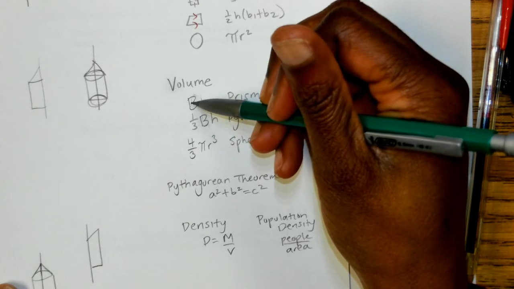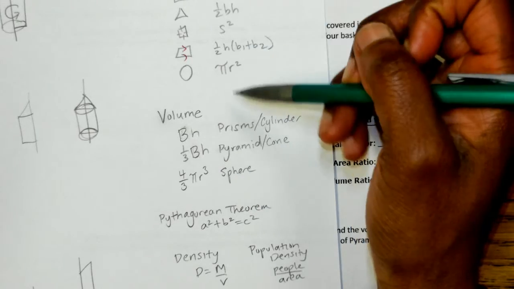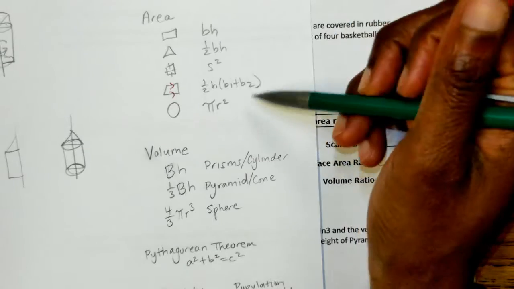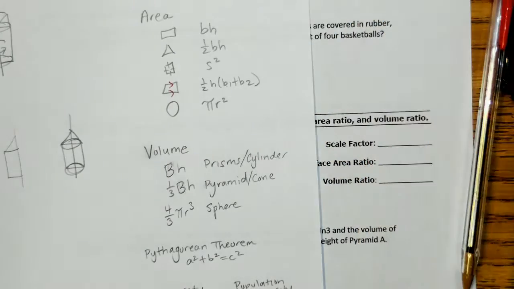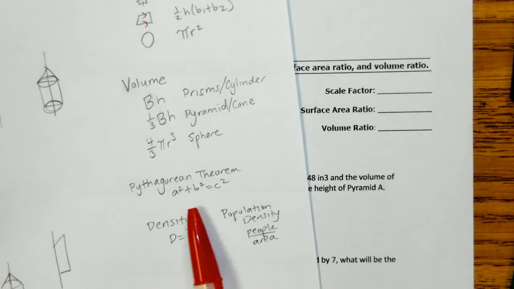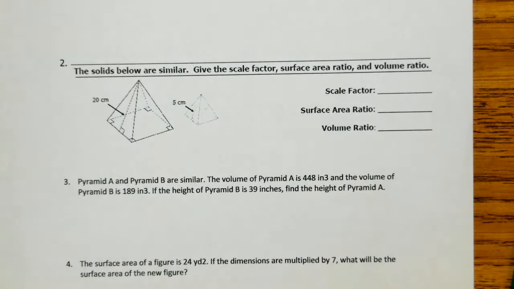These are in an area formula, so you're going to select one of these formulas to plug in for a B, versus these b's are just lengths on the picture. All right, then you'll also need to know Pythagorean theorem, density, and population density.